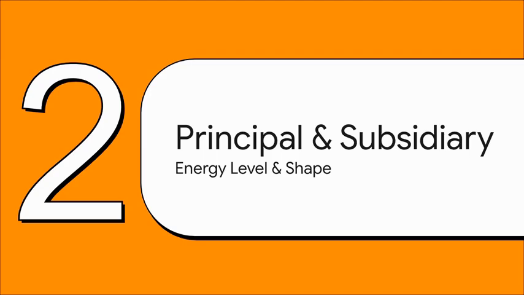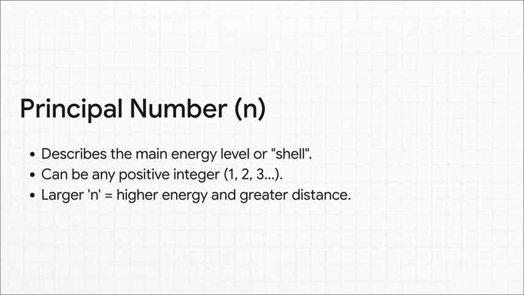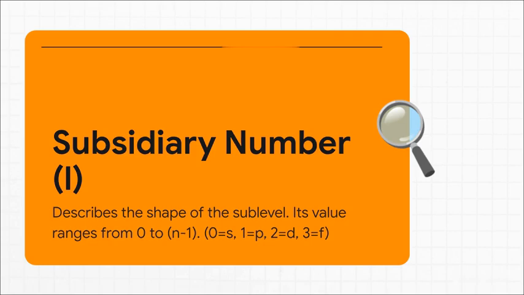We're going to begin with the 2 most general pieces of information, the main energy level and the shape of the electron's home turf, its orbital. First up, we've got the principal quantum number, which we just call n. This is the big picture. Think of n as the city the electron lives in. Is it really close to the downtown nucleus in City 1, or is it further out in the suburbs of City 2 or 3? A bigger n just means the electron is, on average, further away and has a lot more energy.